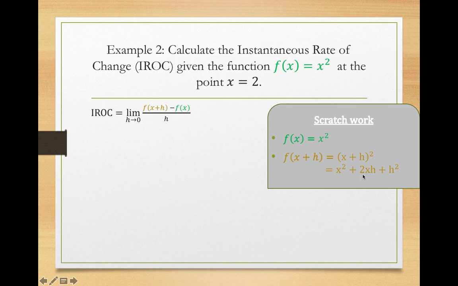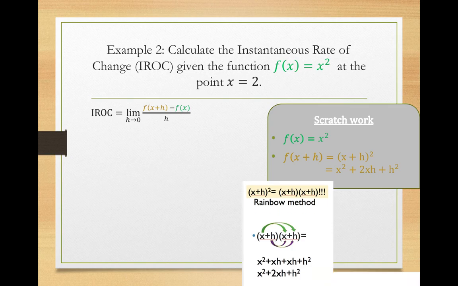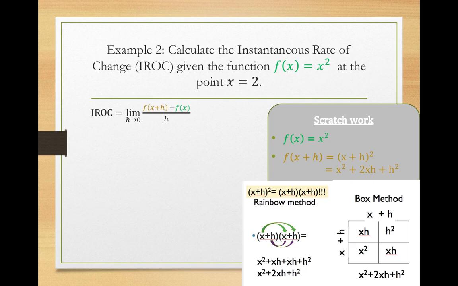Now, if you remember from the previous videos, when we did x plus h or like 5 plus h squared, you had to use either the rainbow method or the box method to multiply these out. So remember, x plus h squared is the same thing as saying x plus h times x plus h. Again, the exponents, that's super important. You could either use the rainbow method. When you do this, x times x is x squared, x times h is xh, x times h is again xh, h times h is h squared. xh plus xh is 2xh. And that's how we get it with the rainbow method.